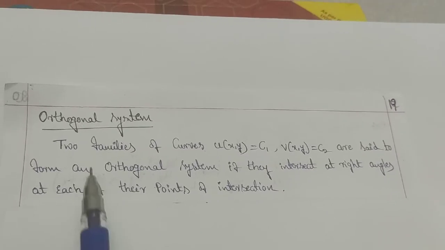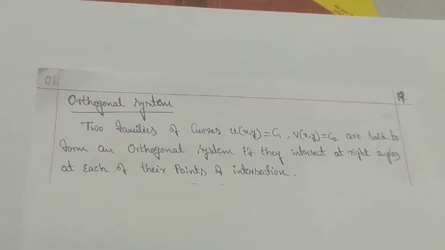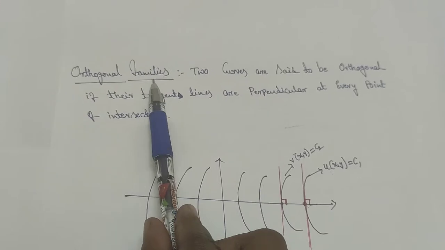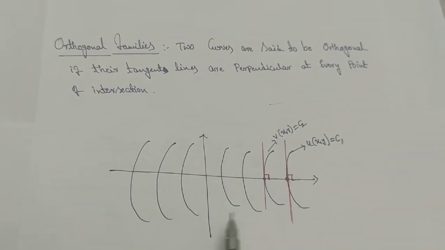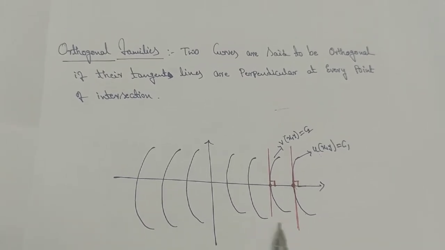Next concept is orthogonal system. We can express orthogonal system as orthogonal families. Families means here we have to consider a set of curves, not a set of humans, set of birds, set of animals. So here we have to consider a set of curves.